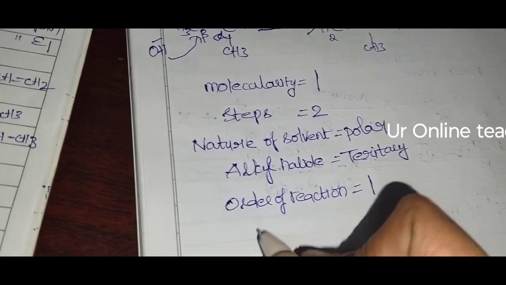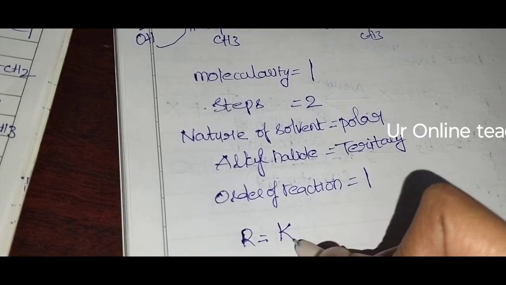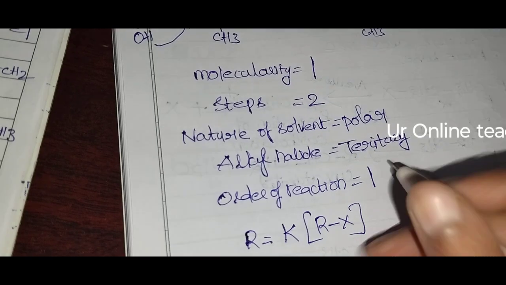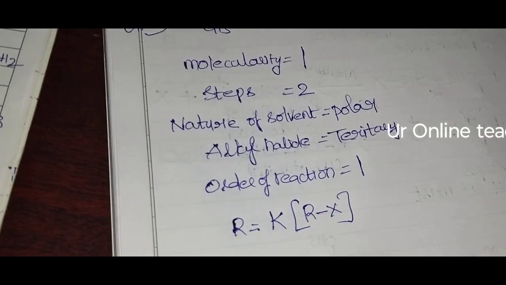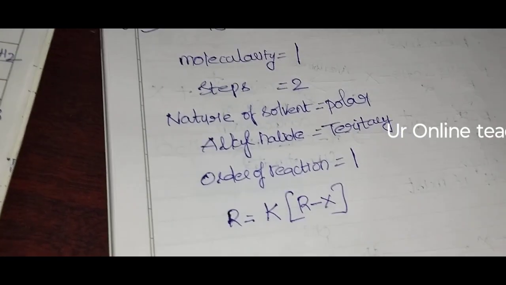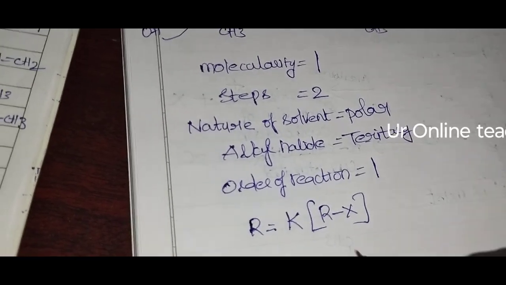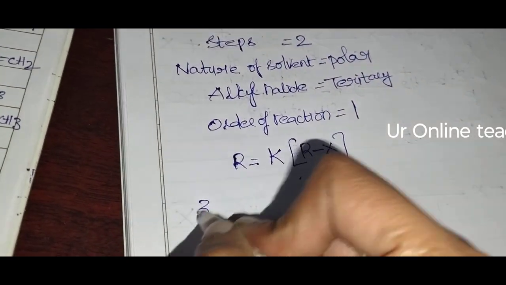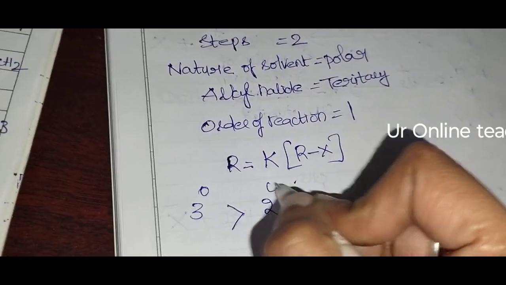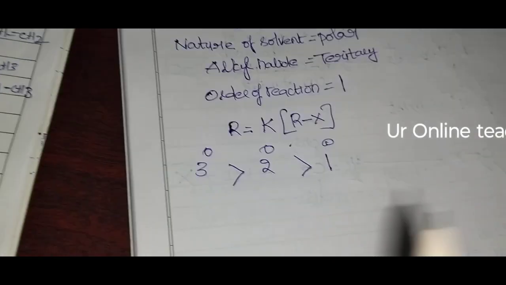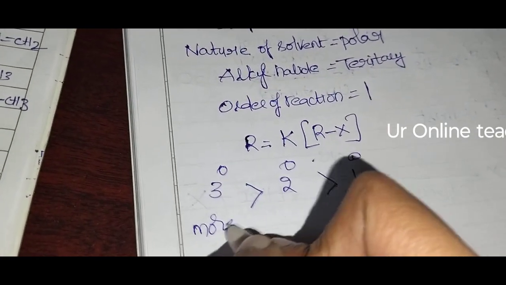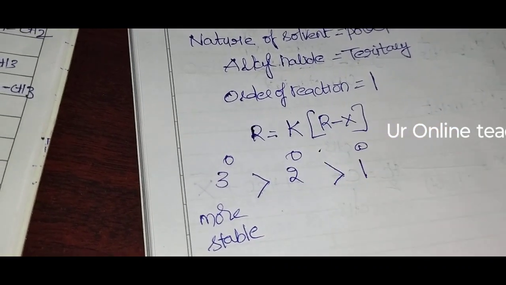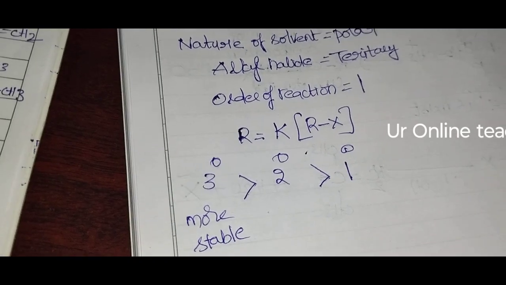The order is determined by the slow determining step. In the slow determining step, it depends only on the alkyl halide, and it will not depend on the alcohol which we are using. So it depends only on the RX. So the order is 1. Then we can say tertiary alkyl halides are more stable, so the reaction will occur more with tertiary alkyl halides than secondary, than primary.